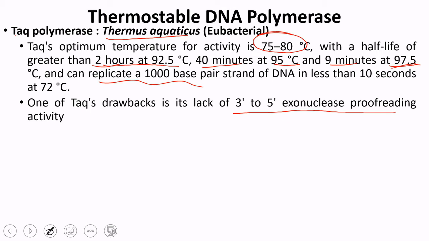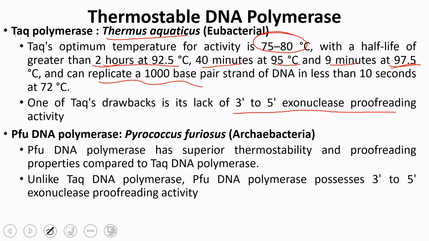Means if this DNA polymerase has added any wrong nucleotide, it cannot remove it. It cannot proofread it. It cannot correct that one. So the wrong nucleotide added has to be carried to the next cycle. So that is the major drawback of this Taq polymerase. And the other DNA polymerases have their own advantages and disadvantages.